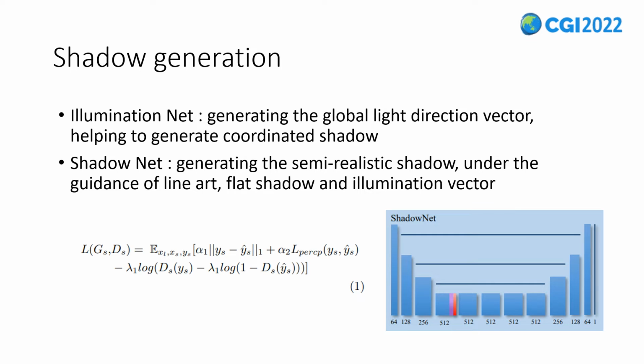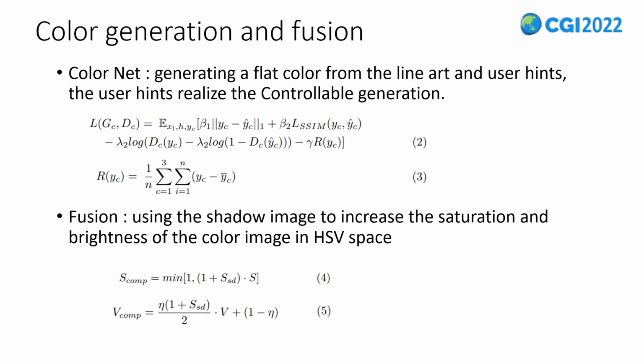Equation 1 is the loss function. It includes L1 loss, perceptual loss, and GAN loss. Coloring the shadow directly will magnify the artifacts of shadow images. Therefore, we choose to generate a flat color and then mix it with the shadow.